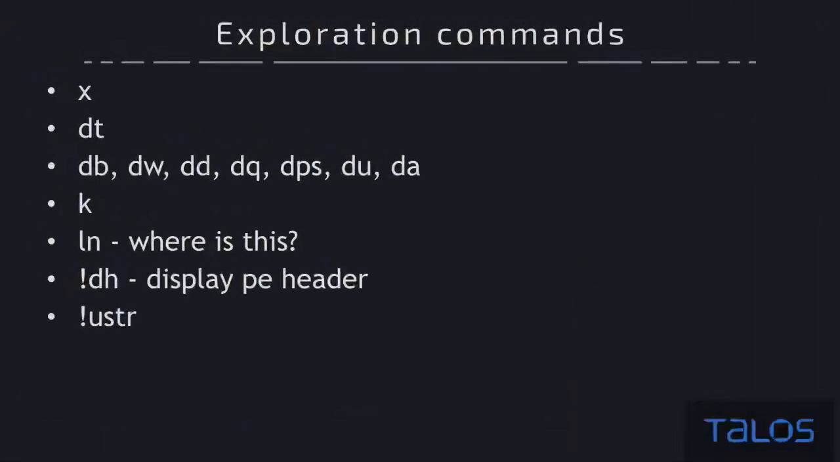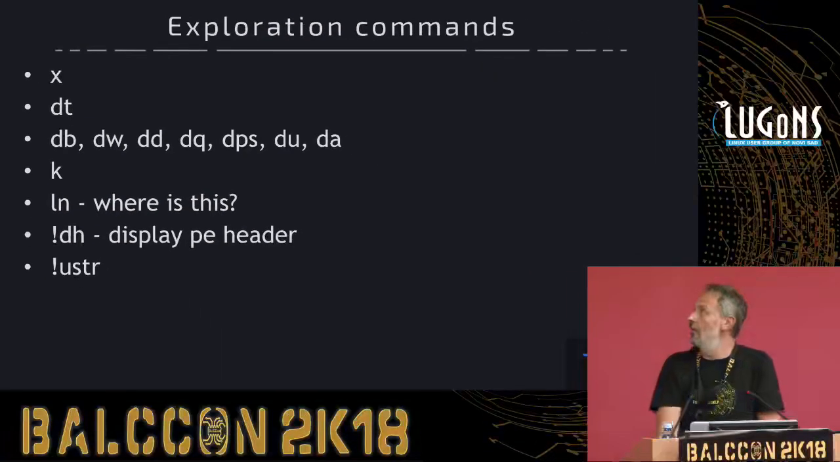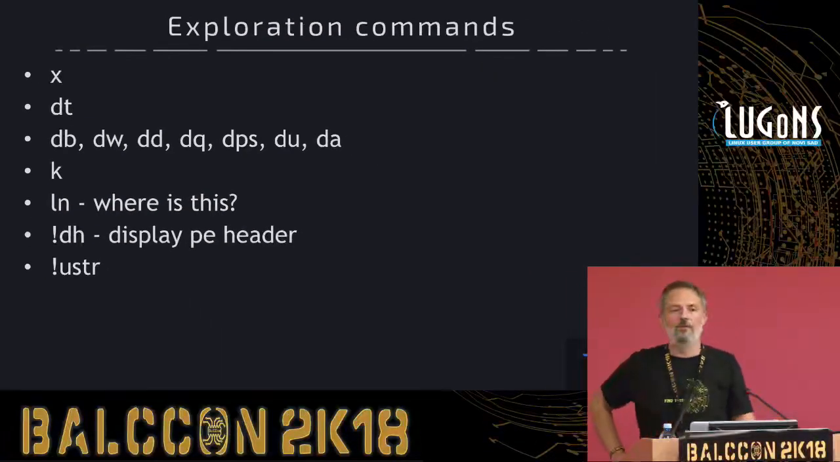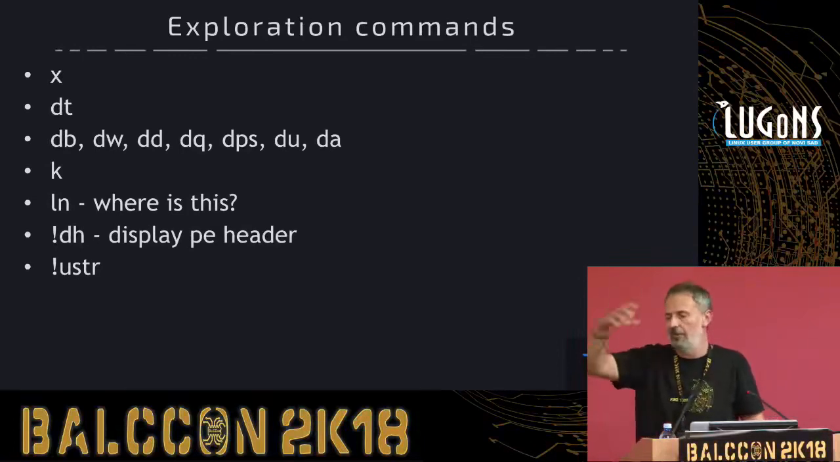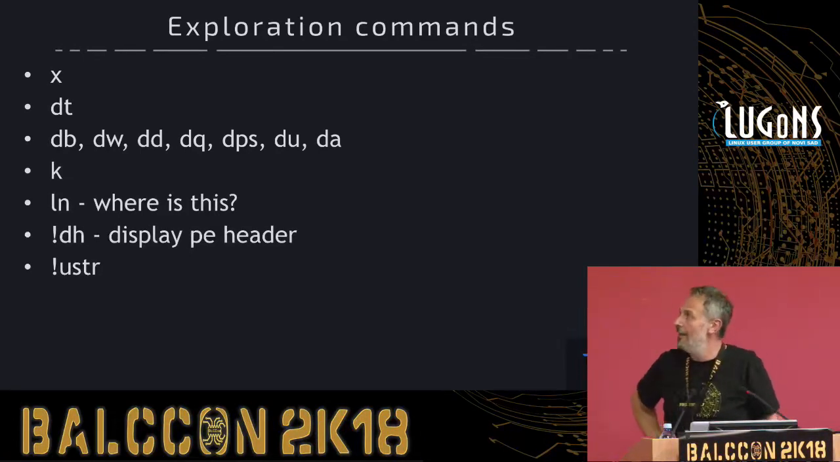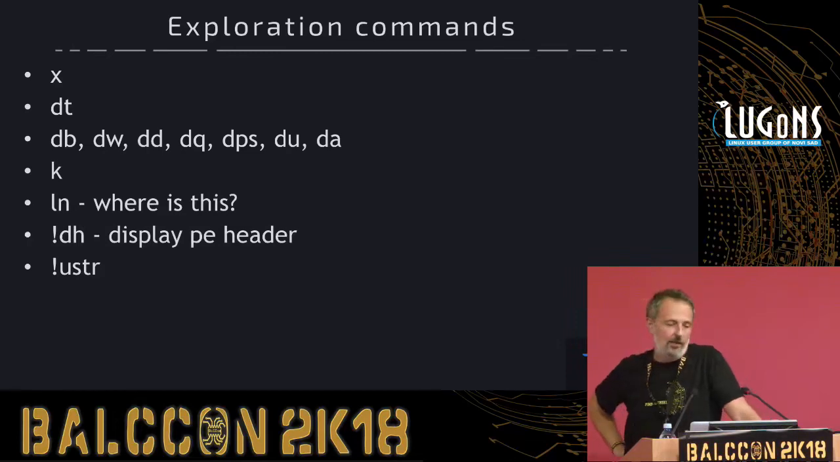Okay, so the next commands are display byte, display word, display double word, display quad word, and so on. Display pointer: if you have a pointer in memory, display pointer will dereference it and show where this pointer is pointing to. Then you have K. K largely deals with the stack, so you can see the stack arguments to the functions.